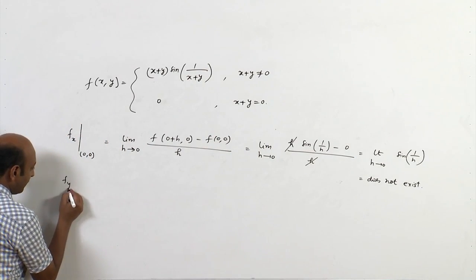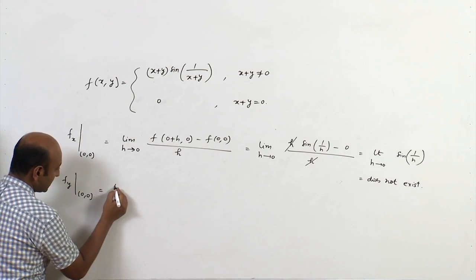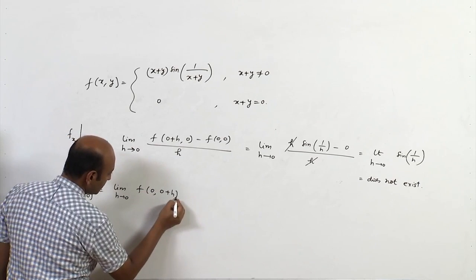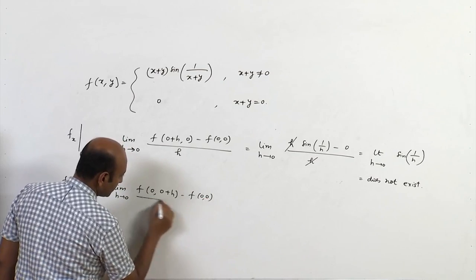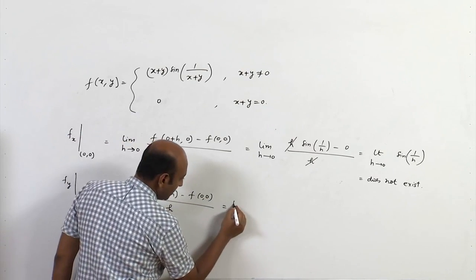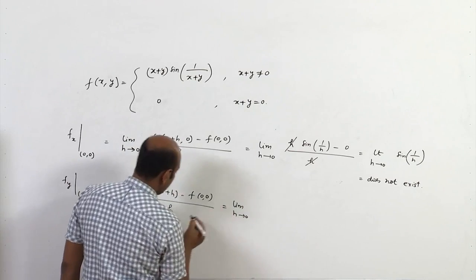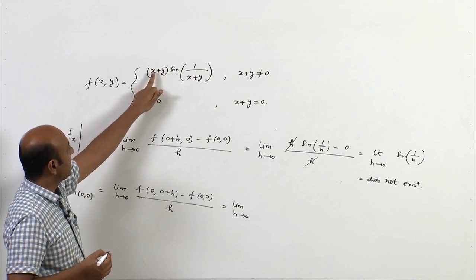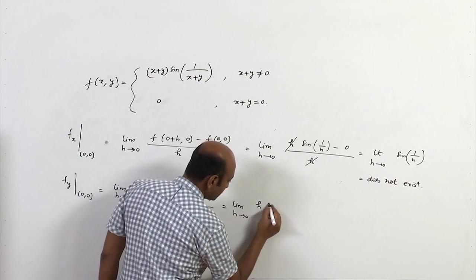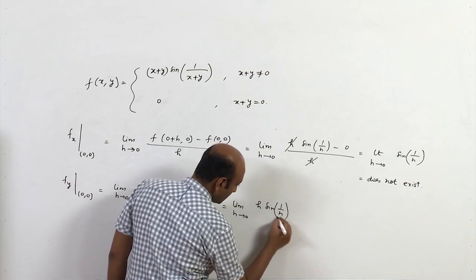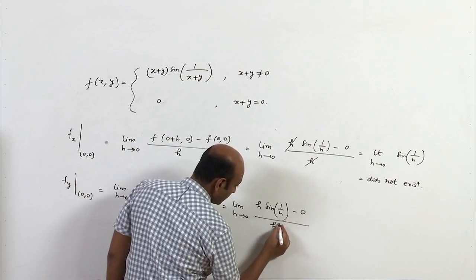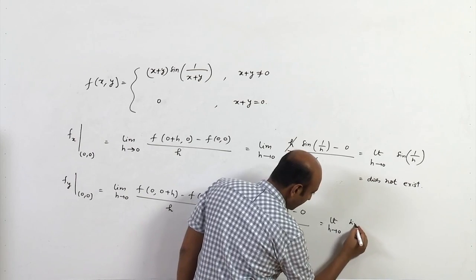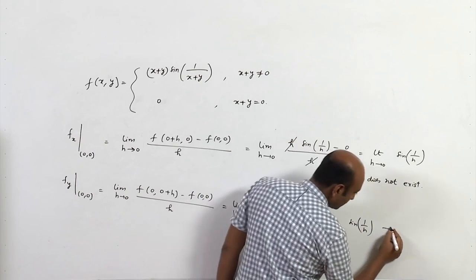Similarly, if you find fy at (0,0), it is the limit as h tends to 0 of f(0, 0 plus h) minus f(0,0) upon h, which is again the limit as h tends to 0. Now, for f(0,h), you replace y by h and x by 0. So, it is again h sine 1 by h, minus f(0,0) which is 0, upon h. h cancels out and it is again the limit as h tends to 0 of sine 1 by h, which does not exist.